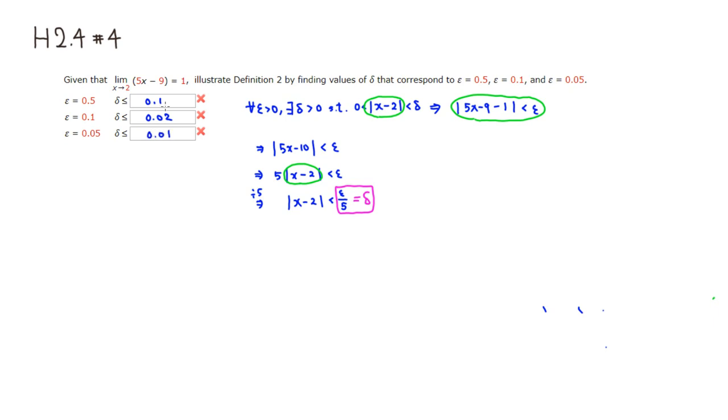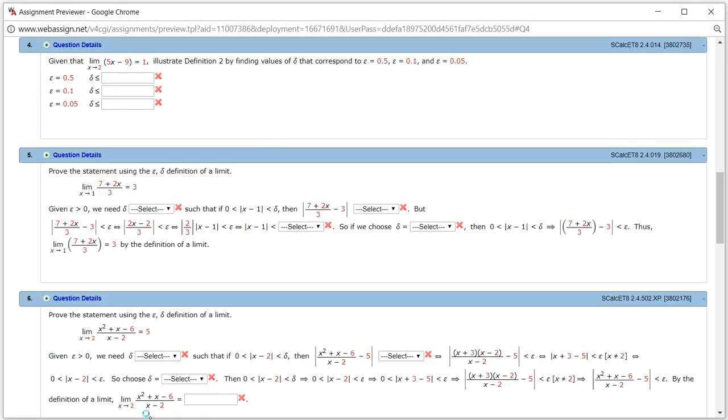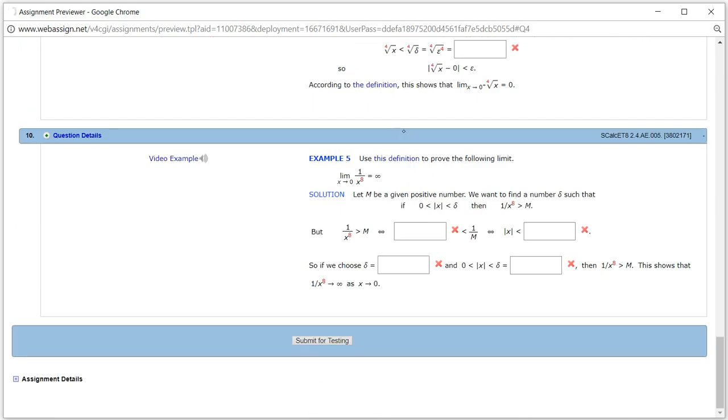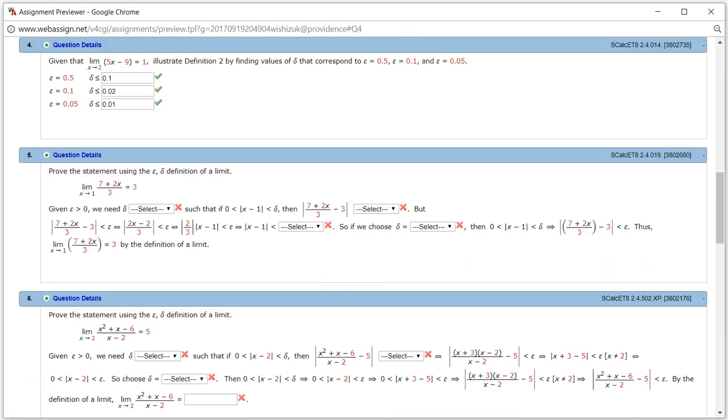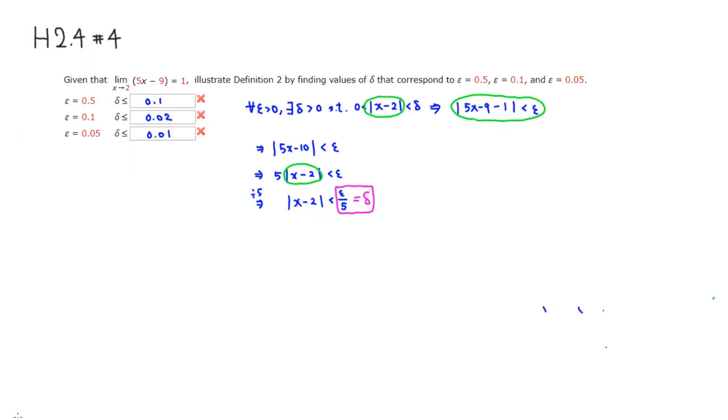So let's plug it in. We found 0.1 there, 0.02 there, and it's going to be 0.01. Submit for testing. It came back, and I got all three of them correct. That's it. I hope that this was clear.